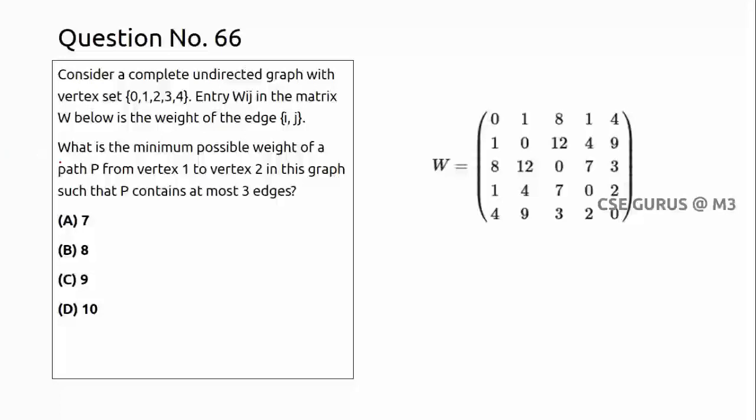Coming to question number 66. Here a graph is given, in terms of an adjacency matrix, where the graph has vertices starting from 0. So 0, 1, 2, 3, 4. Like this it is given. What is the minimum possible weight of a path P from vertex 1 to 2 in this graph, such that P should contain at most 3 edges?